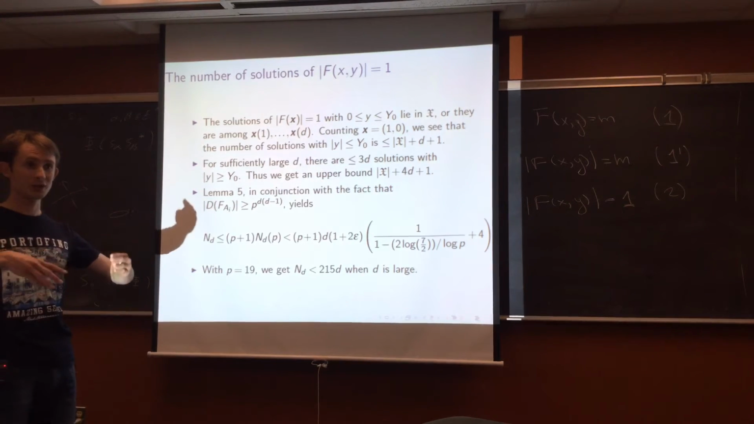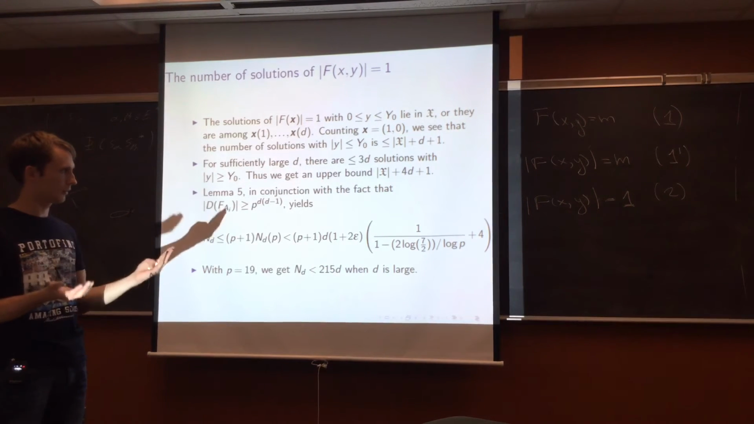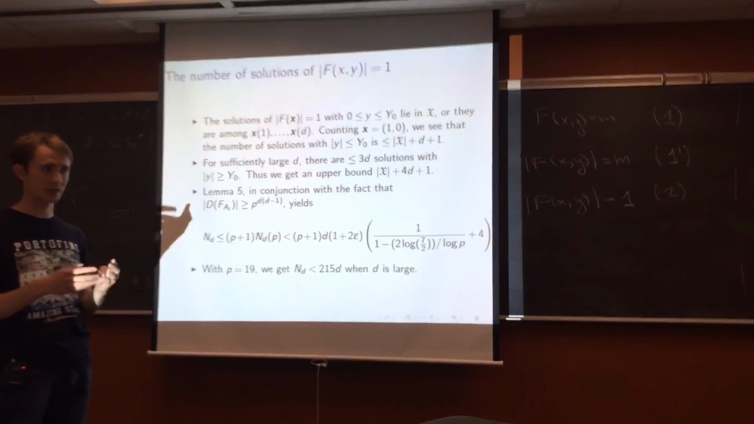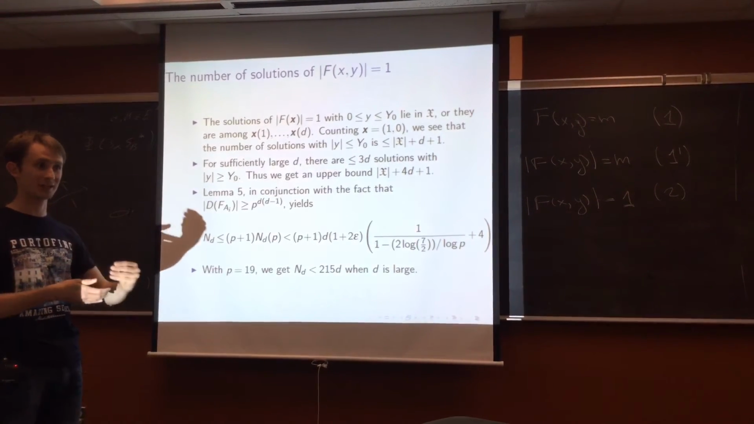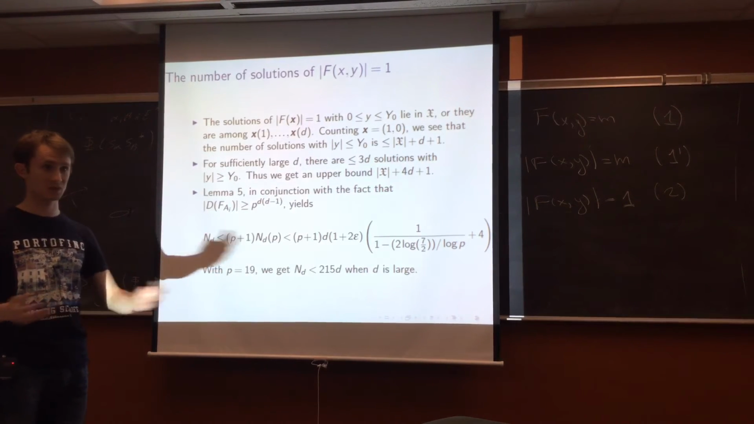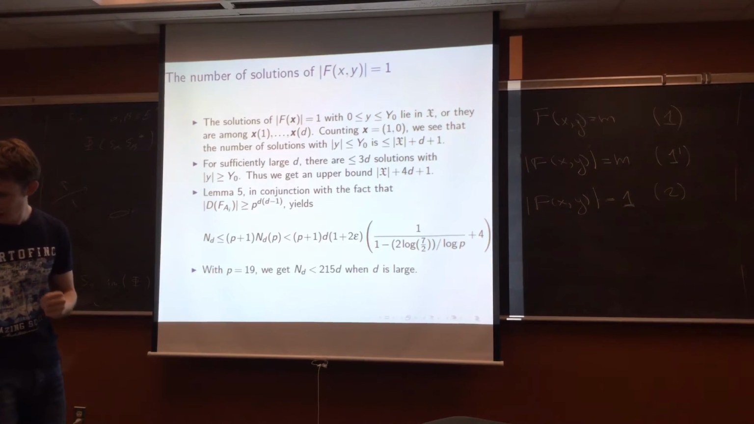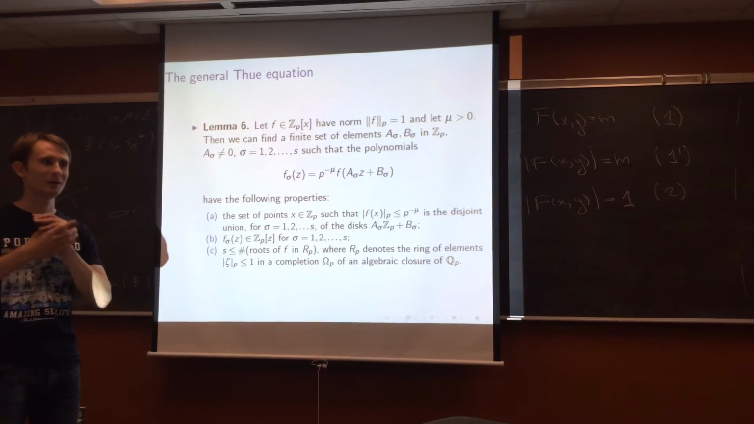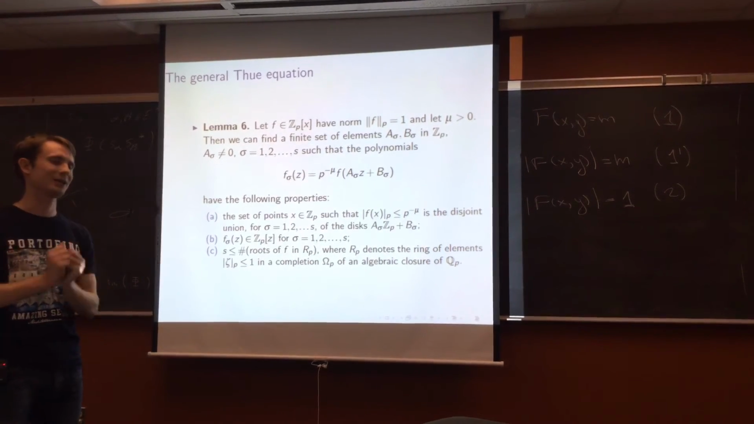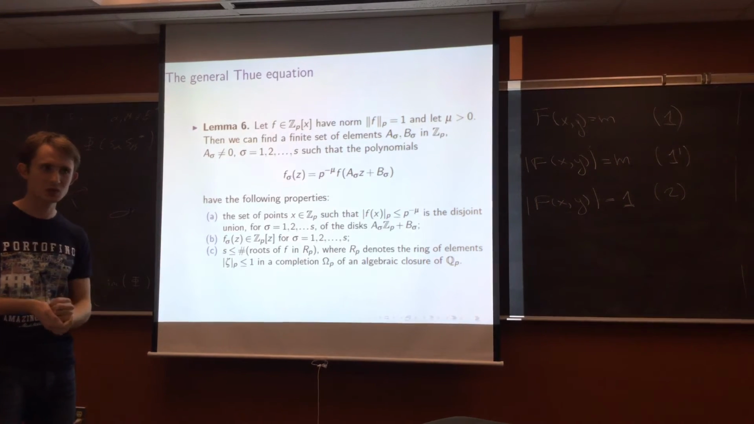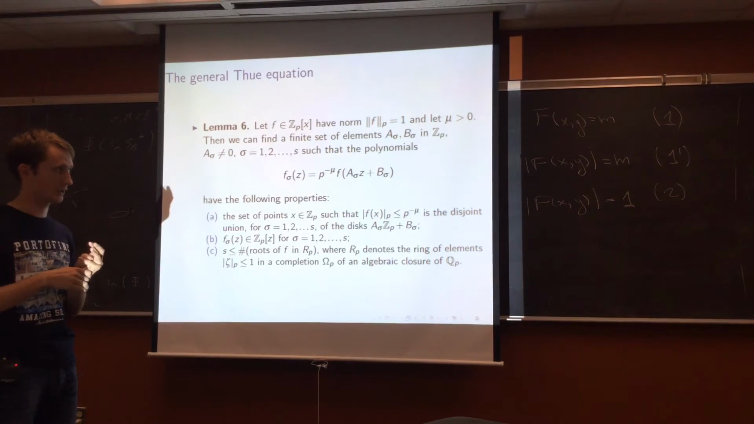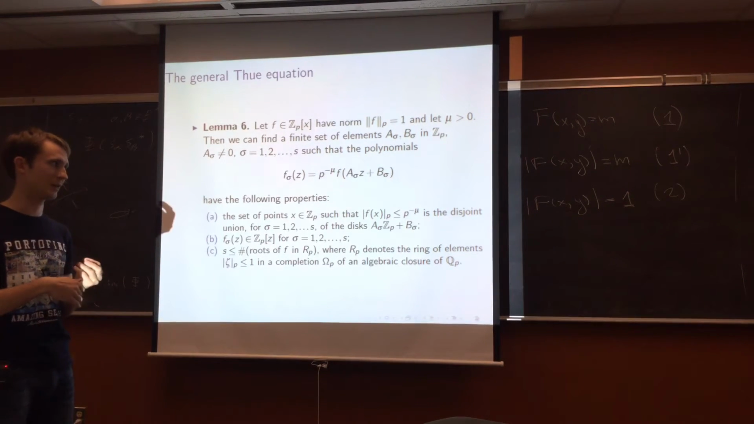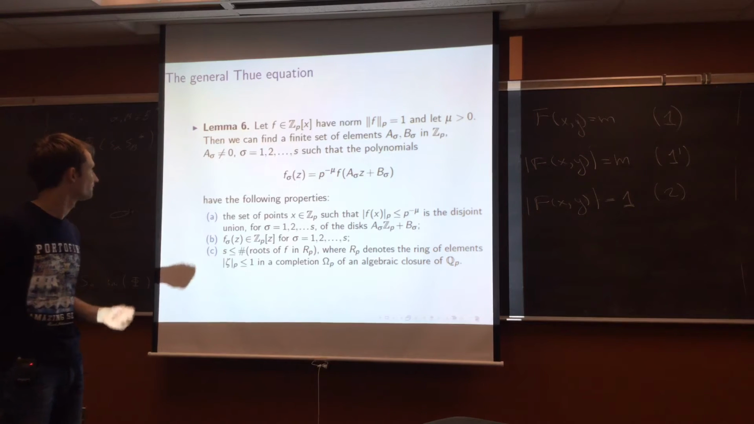Finally, right now we need to move from the number of solutions to absolute value of f of xy equals 1 to absolute value of f of xy equals m, where m is some arbitrary positive integer. This is how we do it. The general Thue equation, we can do it by means of the p-adic analysis. We're going to simply reduce our original equation absolute value of f of xy equals m to many equations of the form absolute value of f of xy equals 1.